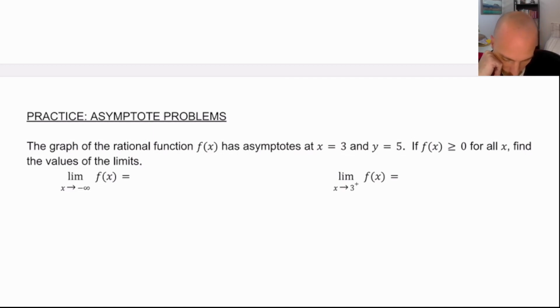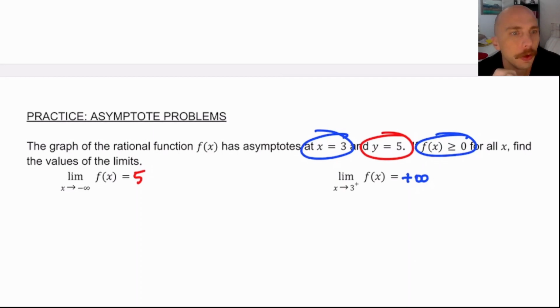All right, so the graph of the rational function f has asymptotes at x equals 3 and y equals 5. f of x is always positive, or at least 0, for all x. Find the values of the limits. All right, so x approaches negative infinity, that's end behavior. Limit as x approaches 3 from the positive side, that's a vertical asymptote like we talked about last time. Get yourself a hypothesis, because the answer's coming here in 3 seconds.